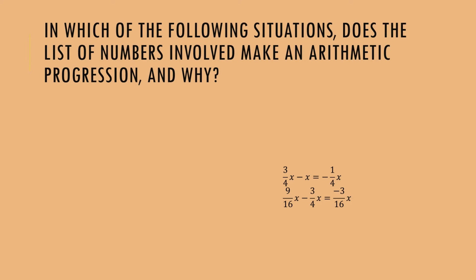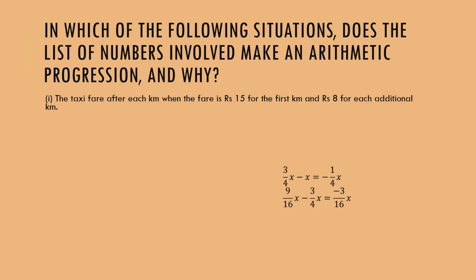Now we need to check in which of the following situations does the list of numbers involved make an arithmetic progression and why. The first one, the taxi fare after each kilometer, when the fare is rupees 15 for the first kilometer and rupees 8 for each additional kilometer. Now when we travel by taxi, Uber, Ola and all, the basic fare remains the same no matter how much less than 1 kilometer we travel. So after 1 kilometer, the amount goes on increasing by a fixed amount. Let us say here it is given as 8 rupees per kilometer after the first kilometer.